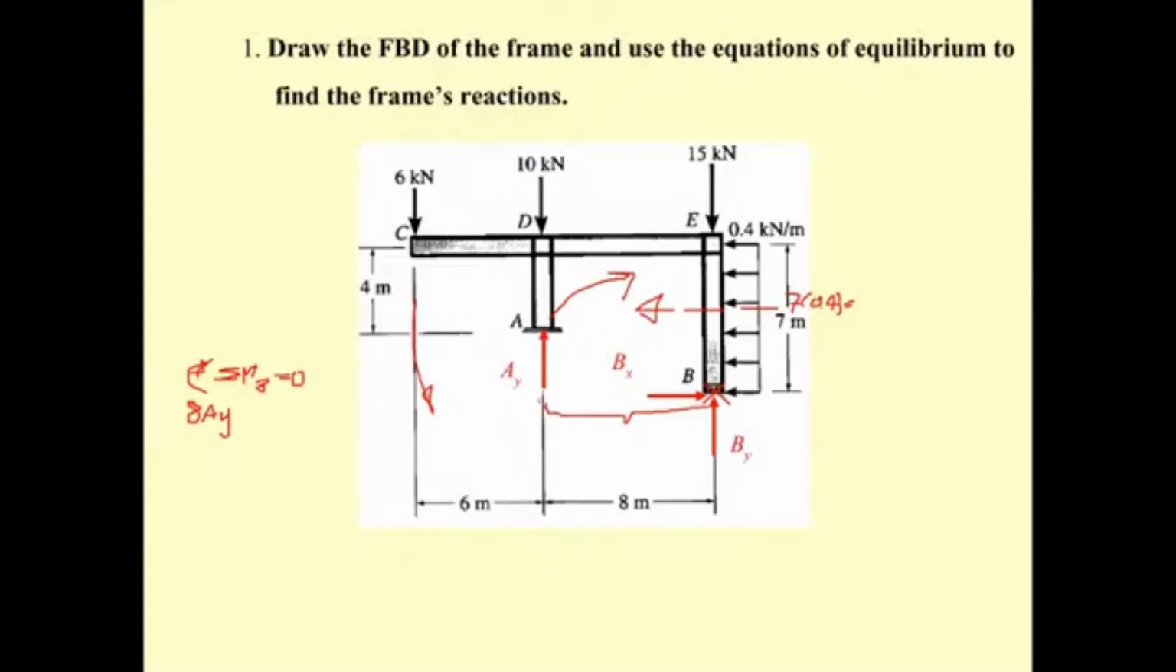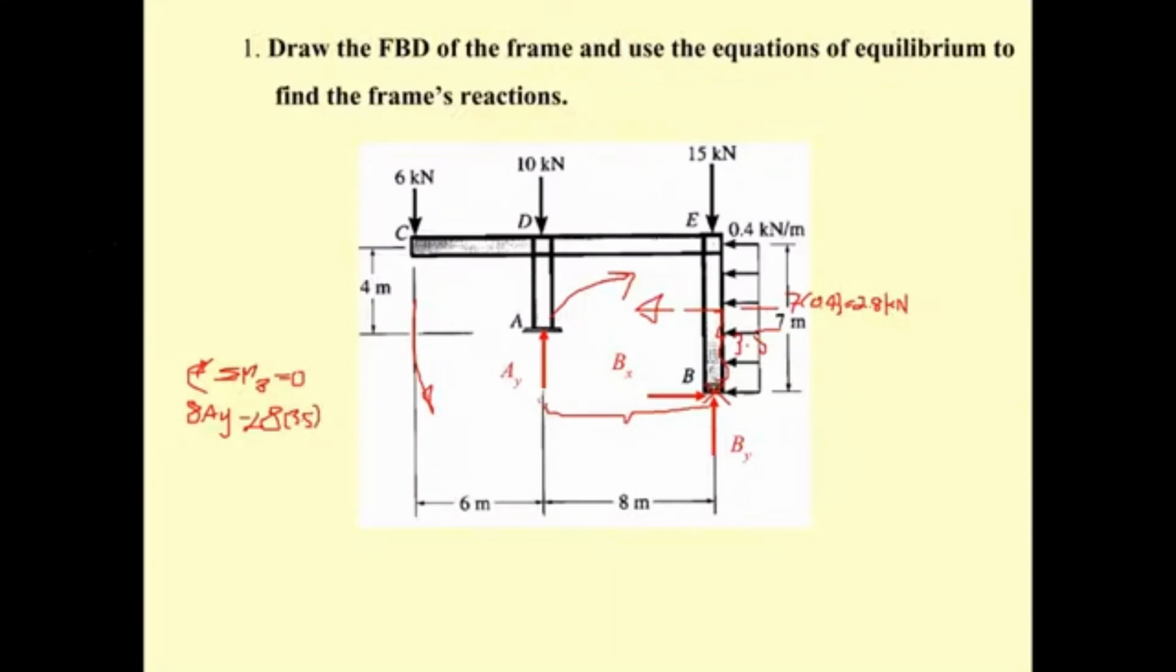It's going to be 2.8, right? Kilonewton. And then this distance is going to be half of 7, which is 3.5. So it's going to be 8 times A sub y, and then minus 2.8 times 3.5. Okay, that's the first term.